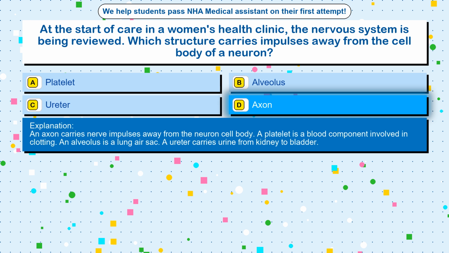A platelet is a blood component involved in clotting. An alveolus is a lung air sac. A ureter carries urine from kidney to bladder.